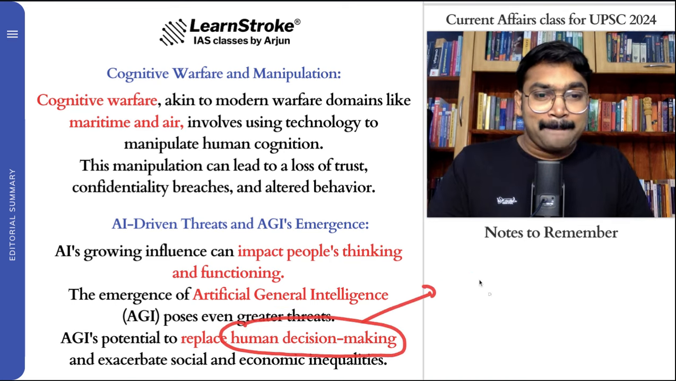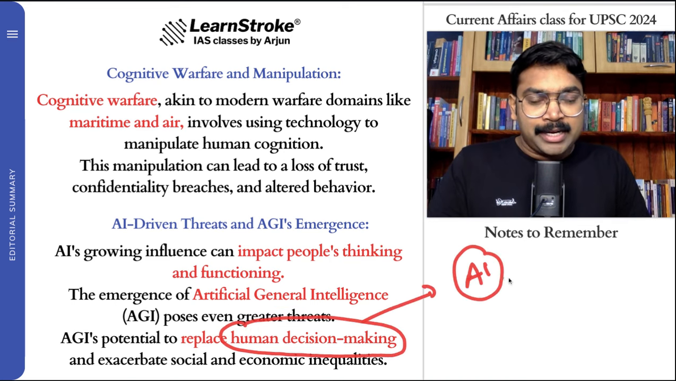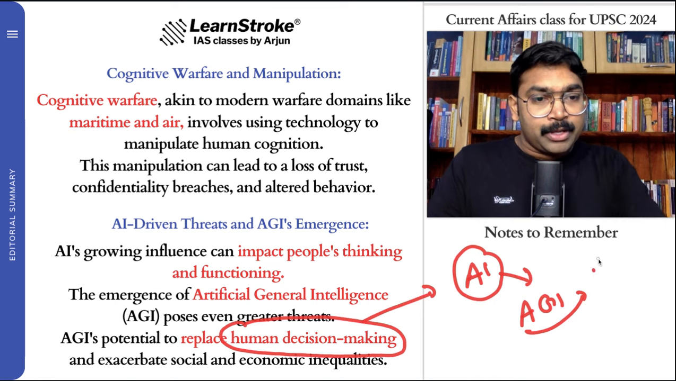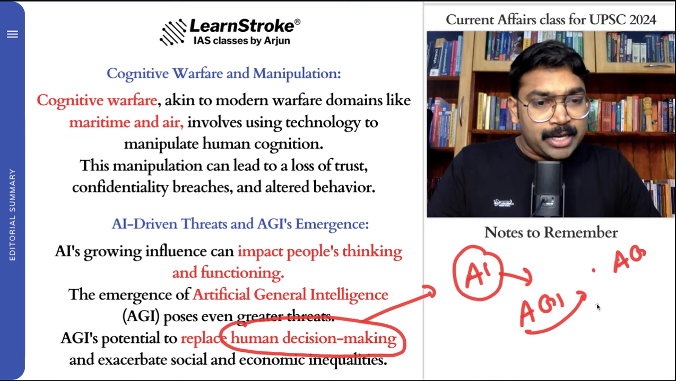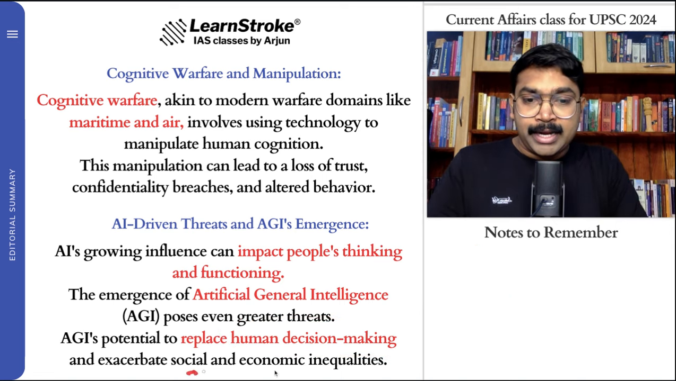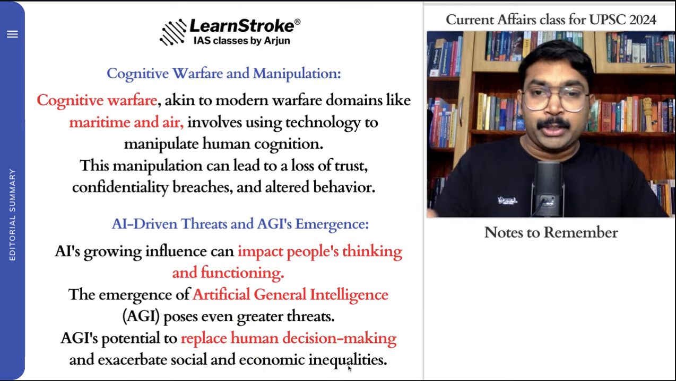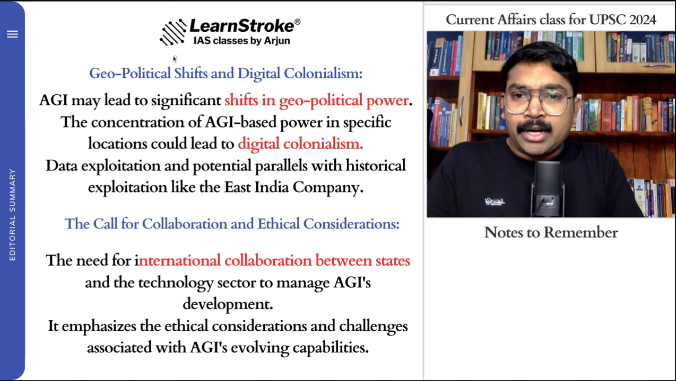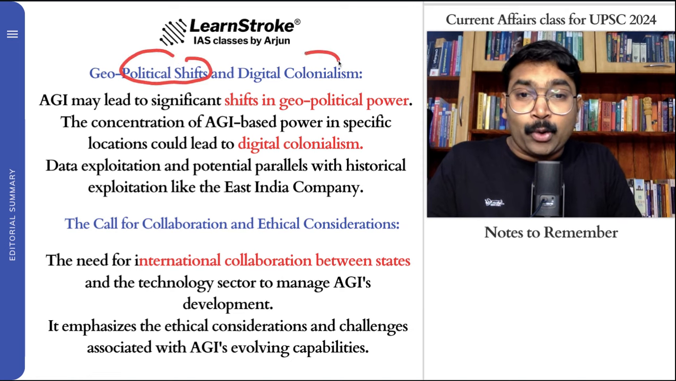Is it really good? AI is normal simulation. It can do a lot of things and generate a lot of things. But artificial general intelligence is almost a replacement for the things humans can do, which means it can work like humans. Definitely, there are going to be social and economic issues and problems relating to all this. So remember AGI. It can also cause political shifts and digital colonialism.